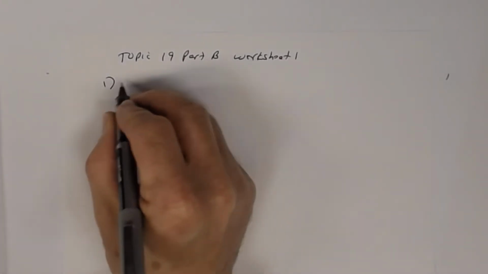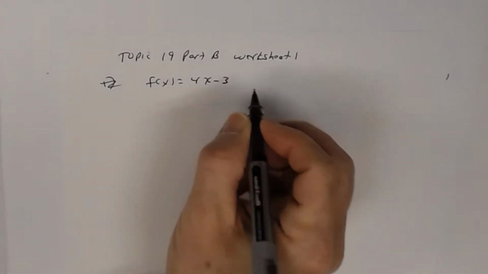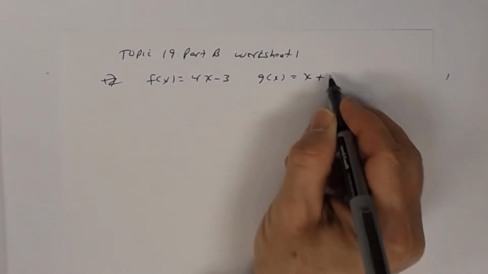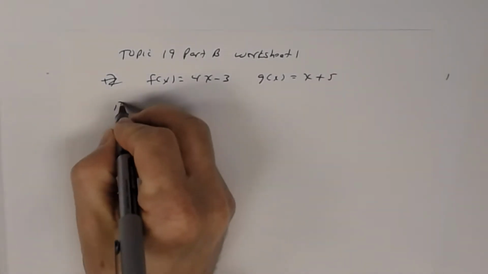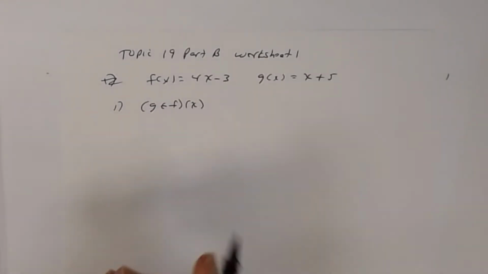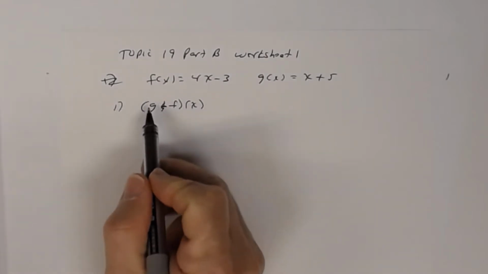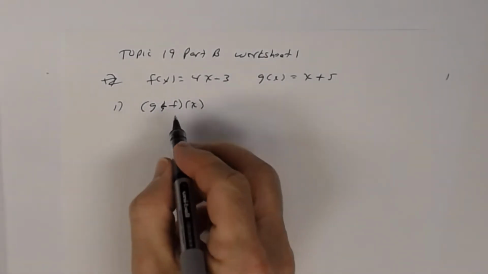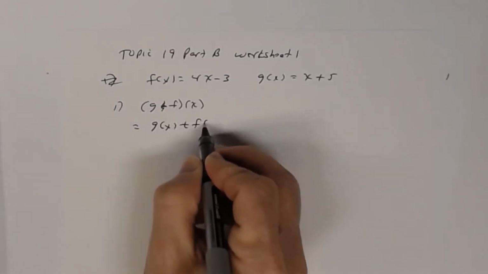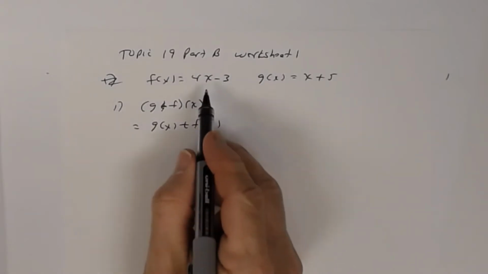we have f of x equals 4x minus 3, so you have these two linear functions. And g of x is the linear function x plus 5. And in number 1, you're given this. You have to know the definition of what you see. So basically, this is a plus symbol. This says that you're going to add 2 functions at x. And by definition, this means g of x plus f of x. And so you're adding these 2 functions together.